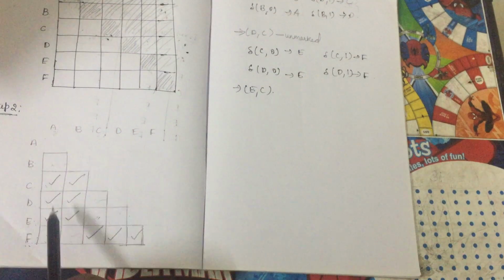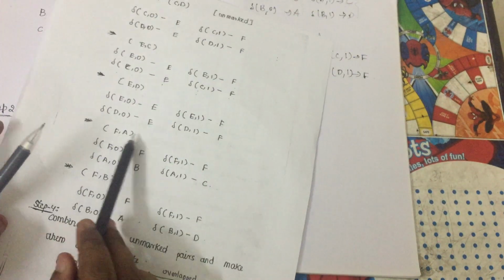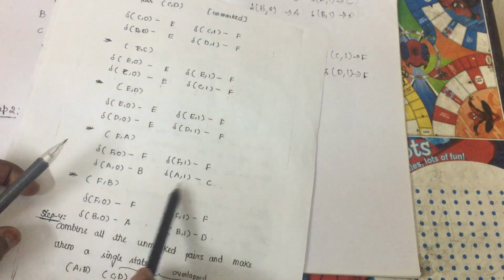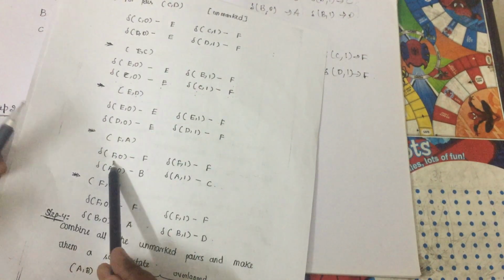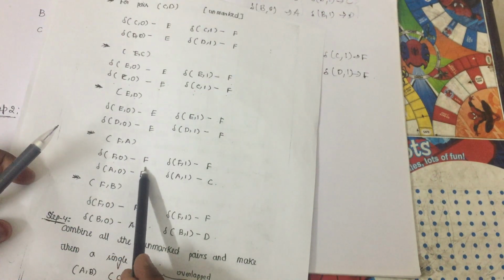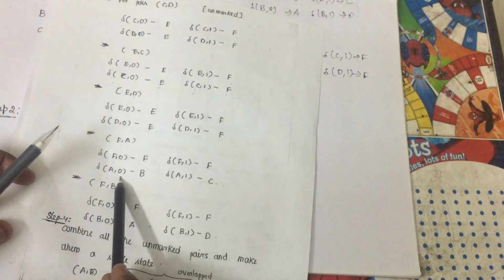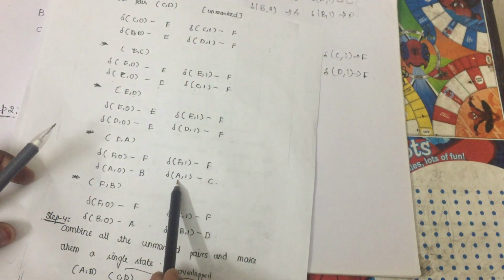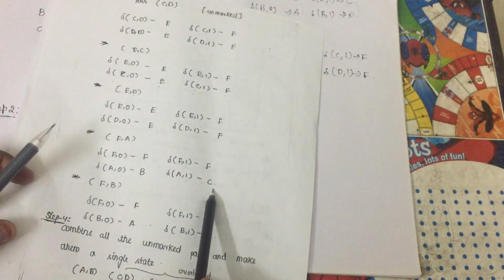For the states F and A pair. So FA pair, delta of F comma 0, delta of A comma 0, delta of F comma 1, delta of A comma 1. For the state F, under the input symbol 0, the output is F. A for the input symbol 0, the output is B. F for the input symbol 1, the output is F. A for the input symbol 1, the output is C.